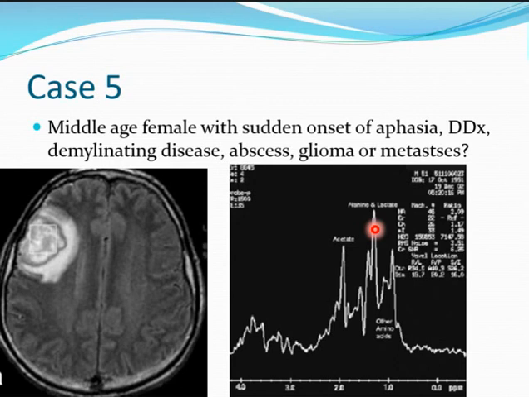This is an abscess because the lactate peak is increased. There is no NAA, there is no choline, there is no creatine, indicating this is not a tumor, it is an abscess. It's not even from a primary brain abnormality, okay? It's not a glioma, it's not a demyelinating disease, and metastasis and abscess. Metastasis should not have a lactate peak, or at least not that much increase. Abscess gives you more peak of lactate and lipids.